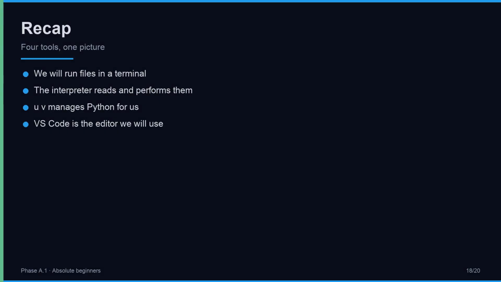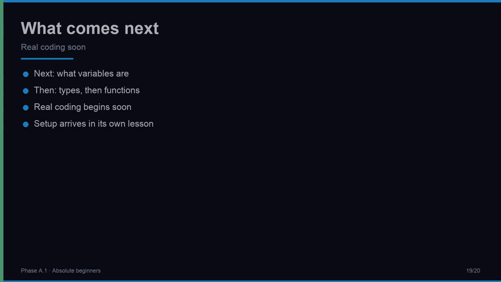Set worries down. Let us hold the whole lesson together. Later in the course we will run our files in a terminal, using a command like python greet.py. The interpreter reads each file and performs the lines in order. A friendly tool called UV installs and manages Python for us, and an editor called VS Code is where we write the code. Four tools, one clear picture. Nothing to install today, only names to recognize tomorrow.